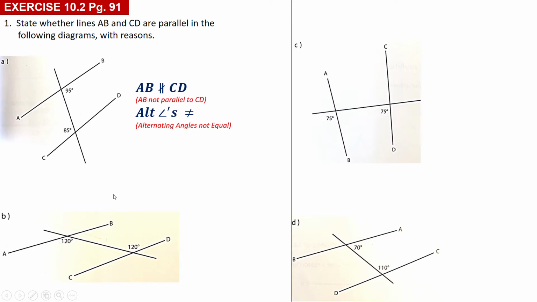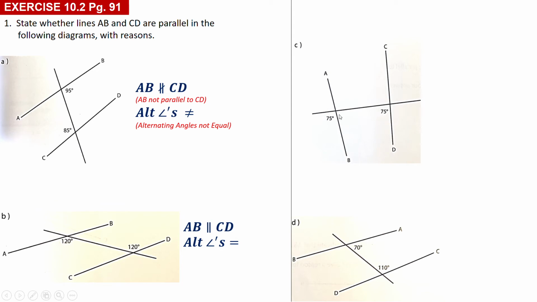Let's see number 2 or number B. Okay, B, my two angles are alternating to each other because it's a Z shape or an N shape. It's just a bit stretched. They are equal to each other. 120 is equal to 120, so that means AB is parallel to CD because the alternating angles are equal.